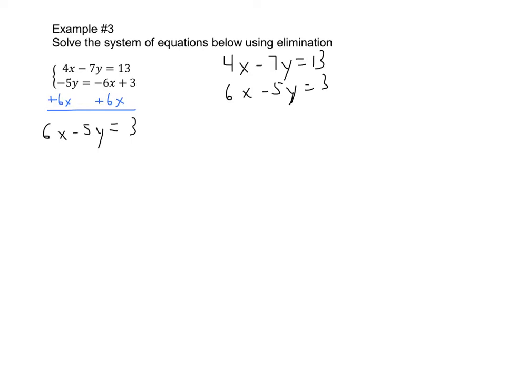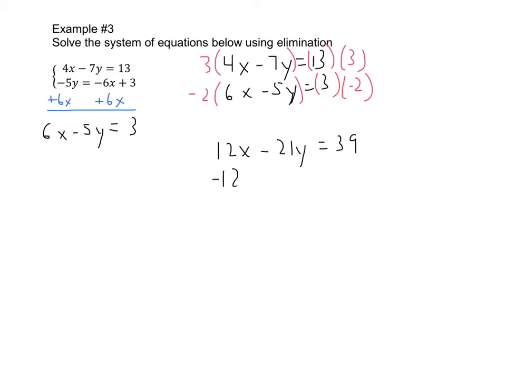There's more than one answer, but what I'm going to do is multiply the top equation by positive 3. And I'm going to multiply the bottom equation by negative 2. Why does that work? Well, 3 times 4x is going to give me positive 12x. And on the bottom, negative 2 times 6x is going to be negative 12x. So those will be opposite coefficients. Here's what we'll have. For the first equation, 12x minus 21y equals 39. For the second equation, negative 12x plus 10y equals negative 6.